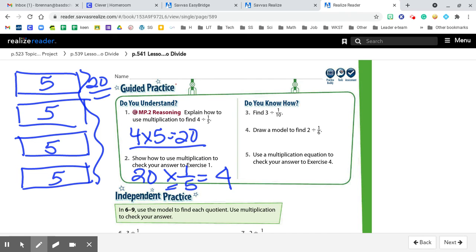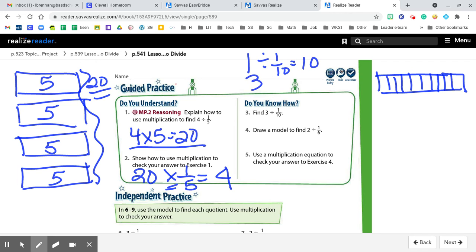Find 3 divided by 1/10. If I have 1 divided by 1/10, how many tenths am I going to have? If I have 1 and I divide it into tenths, I know I'm going to have 10 tenths altogether. So if I have 3 and divide it into tenths, I'm going to have 3 times that amount. I will have 30.